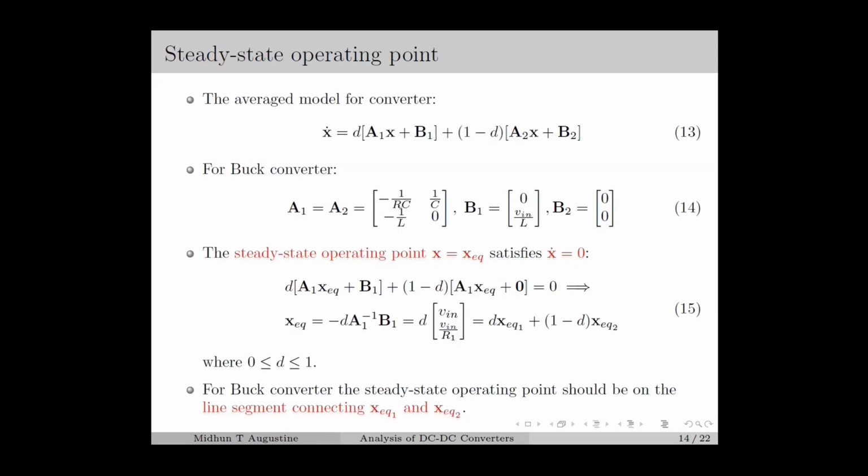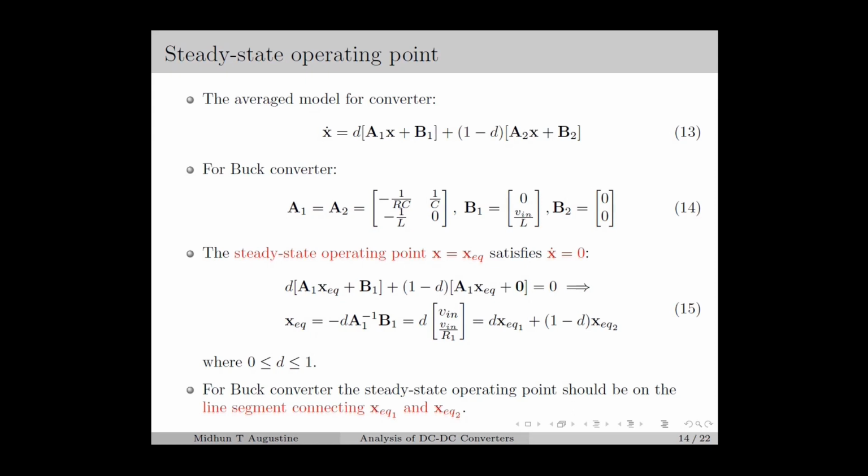Next, we discuss the steady state operating point of DC to DC converters, which we can also call the desired equilibrium point. In the case of converters, the desired equilibrium point will be different from the equilibrium points of the individual subsystems. Therefore, we have to switch between the subsystems in such a way that the states of the converter are converging towards the desired equilibrium point.